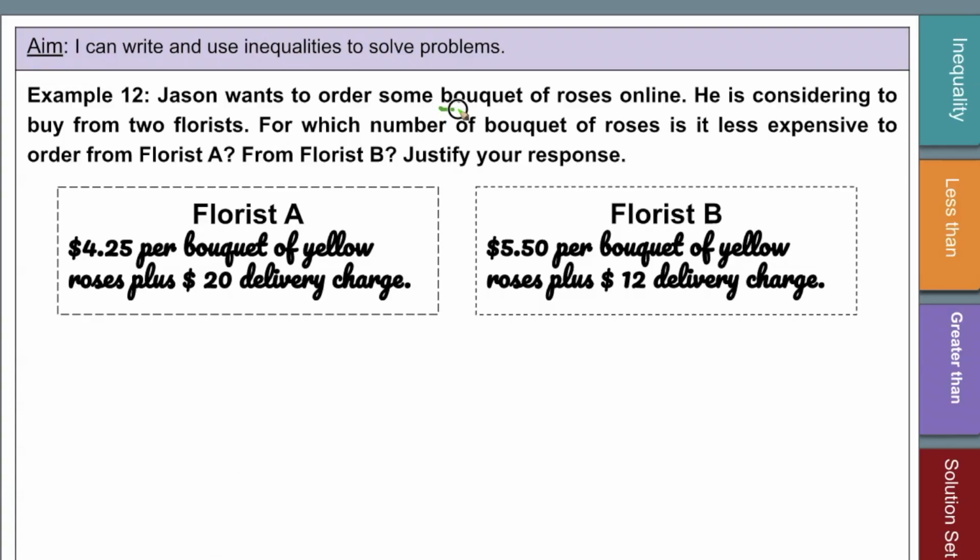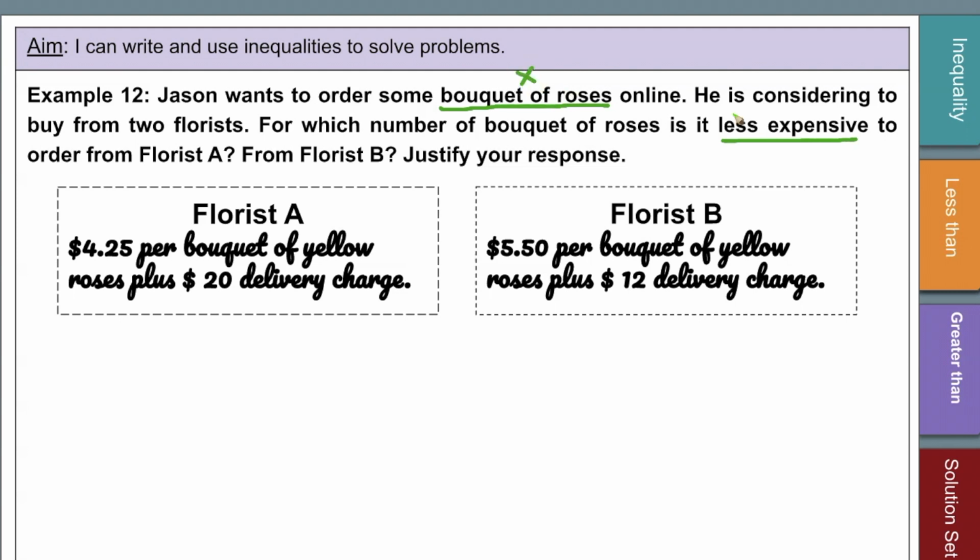Let us now solve our last example, example 12, in writing and using inequalities to solve problems. Jason wants to order some bouquet of roses online. He is considering to buy from 2 florists and would like to determine for which number of bouquet of roses is it less expensive to order from florist A compared to florist B. Then justify your response.